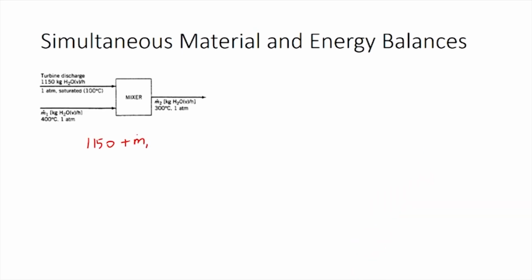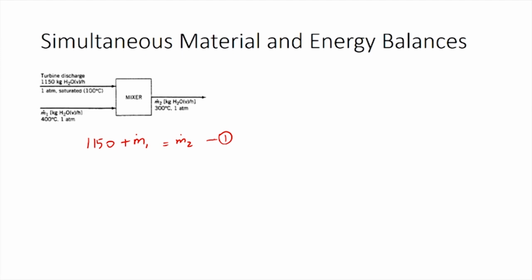1150 plus m1 dot equals m2 dot, where 1150 is the mass of water vapor entering as turbine discharge, m1 dot is the mass of superheated steam being fed to the mixer, and m2 dot is the mass of superheated steam which is produced. So, this is one equation and you have two unknowns. This is why you have a degree of freedom which is greater than 0. Here you would have 1 degree of freedom, so you cannot calculate both these values using only the material balance.